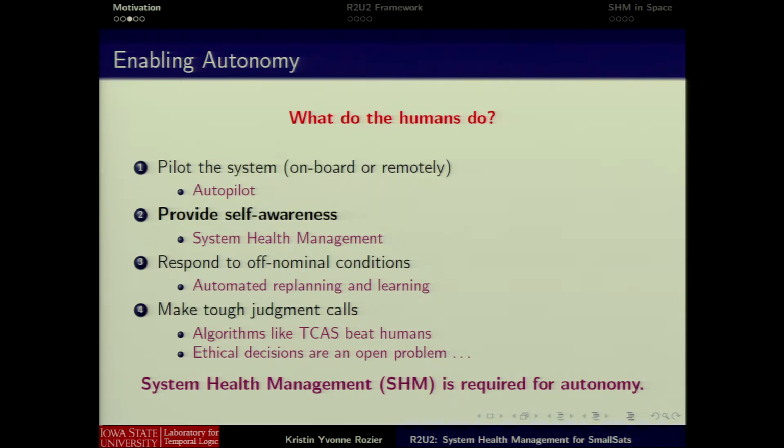And of course, the fourth major capability we have from humans is that they make the tough judgment calls. And in some cases, we're quite good at replacing that too. For example, there are documented scenarios where TCAS in the cockpit of a commercial aircraft has made some tough judgment calls even better than a human that was present. But in the end, this one is still a very tough problem, especially when we consider things like ethical questions. Still, though, it would benefit from increased awareness of the system so that we had more details on which to make these tough judgment calls.